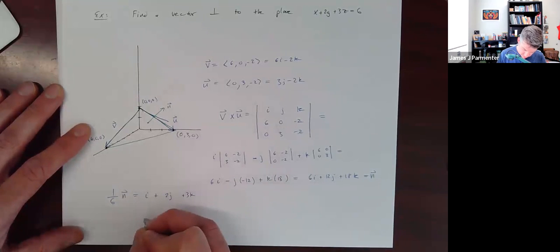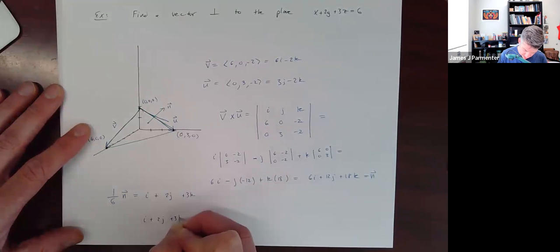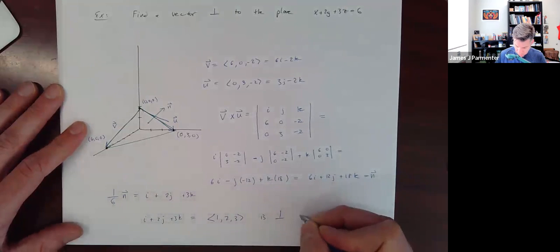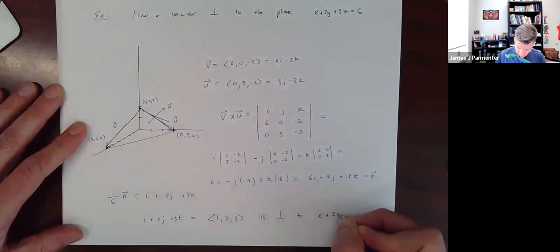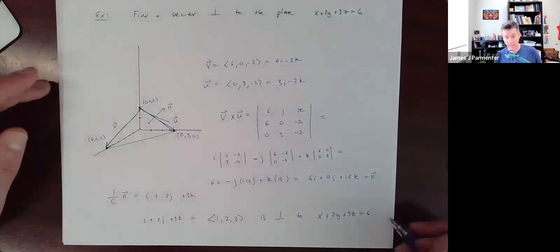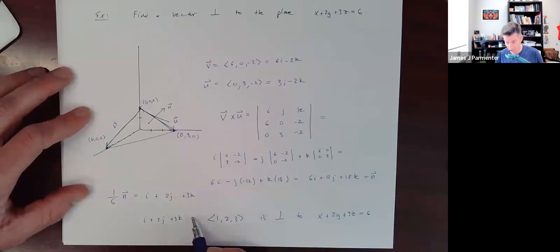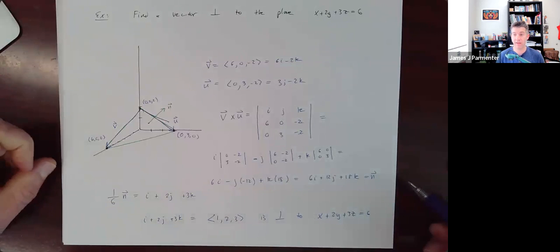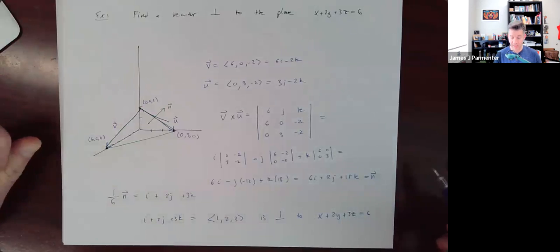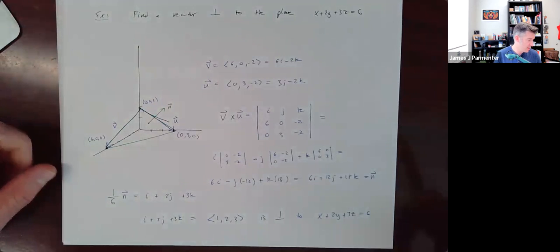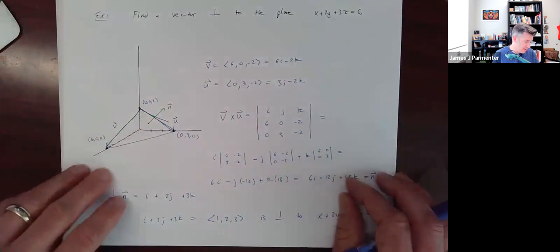So this vector, i plus 2j plus 3k, or if you prefer, 1, 2, 3, is perpendicular or normal to the plane x plus 2y plus 3z equal to 6. And it's not a coincidence that the components of this vector match the coefficients of x, y, and z. It is actually always true that if you're trying to find a vector perpendicular to a plane, you can just take the coefficients of x, y, and z, and those can be the components of your normal vector. Kind of great. The reason behind this is because of the following.